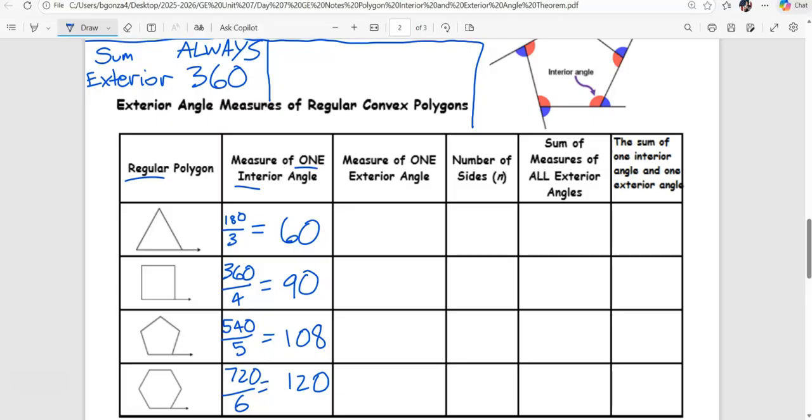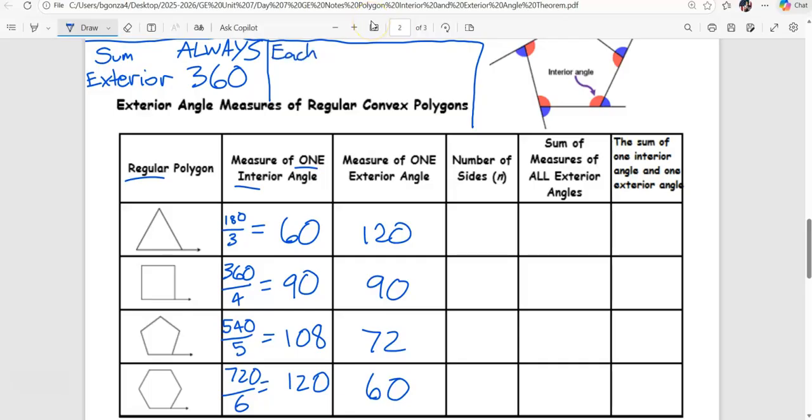Now look, one exterior. To get one exterior, you can find the supplement of each interior, okay? 180 minus this gives you 120. 180 minus this gives you 90. 180 minus this gives you 72. 180 minus this gives you 60, okay? But I'm going to tell you another way.